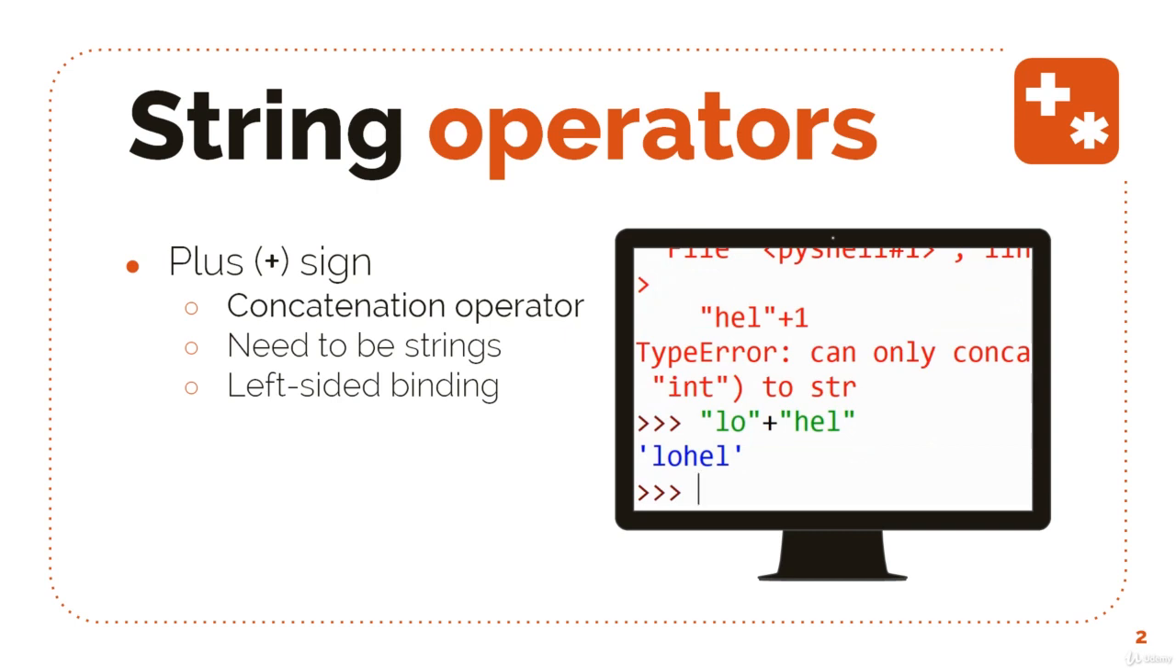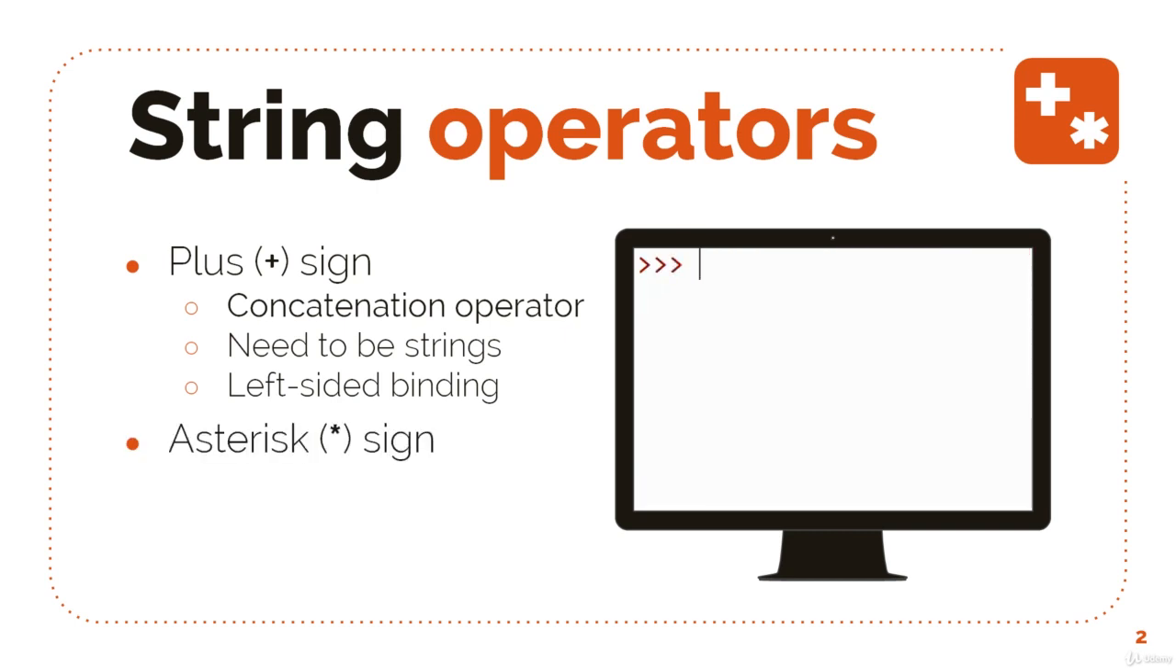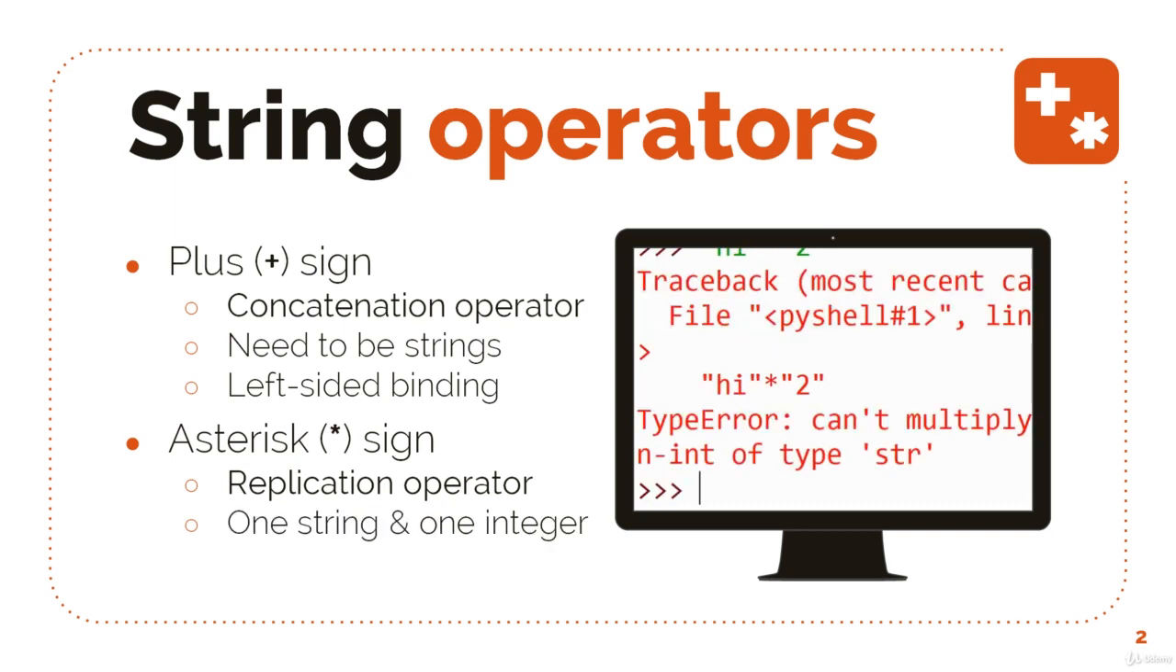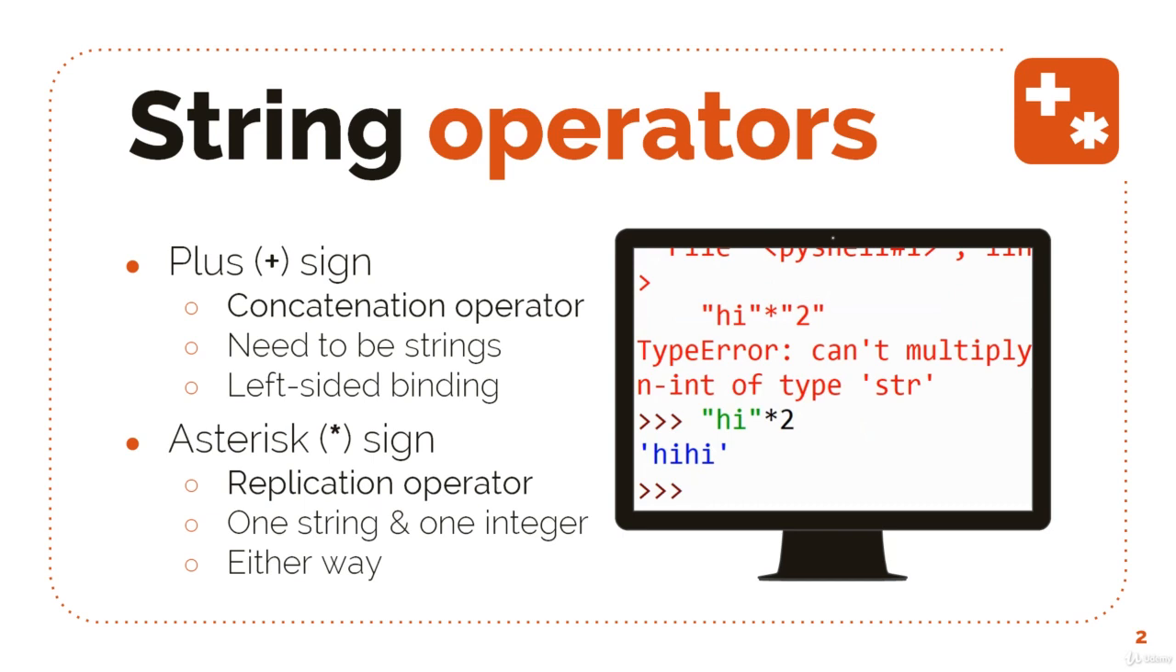The second one is the asterisk sign, which is applied to a string and a number. This is called a replication operator, which basically means it replicates the string by the number you've chosen, as you can see on the right again. Again, for this to work, one has to be a string and the other has to be an integer. Unlike the operator above, this can be used either way to get the same result. As you can see, you can put the number before the string or after the string, it doesn't make a difference.